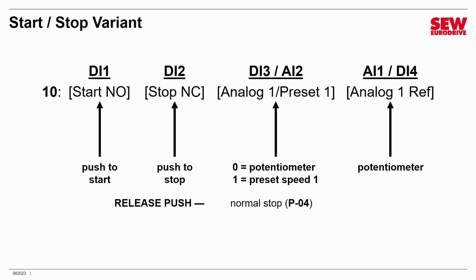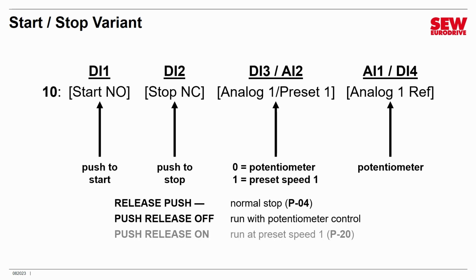So if the start button is released and the stop button is pushed, it will bring the VFD to a normal stop using the ramp in parameter 04. If you press the start button and the stop button is released and digital input 3 is off, you'll run with potentiometer control. If you push the start button with the stop button released and digital input 3 is on, you'll run at preset speed number 1, which comes from parameter 20.